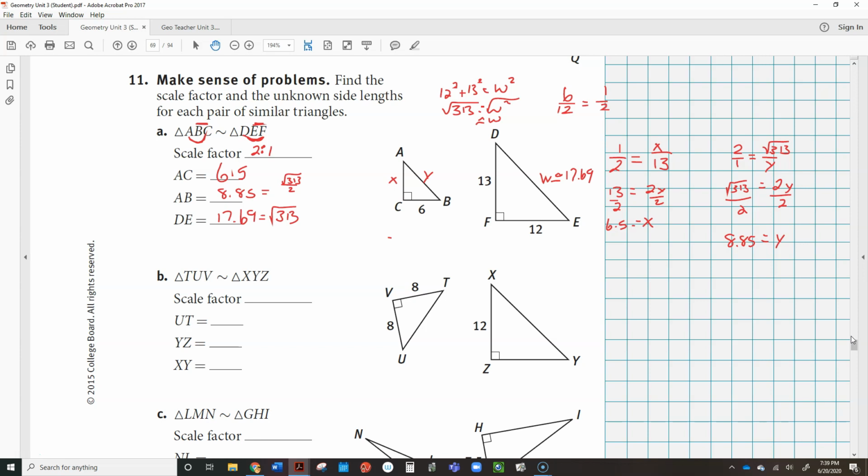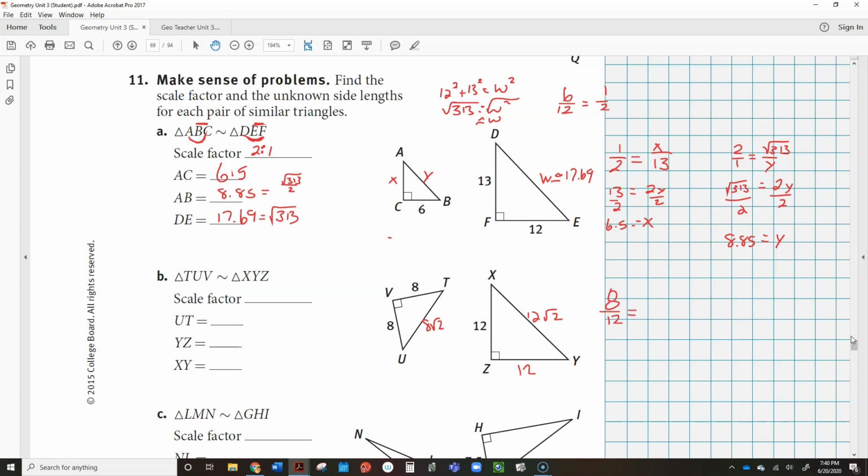All right, this is one of those 45-45-90 triangles, so I can look at that. I can also use my special right triangles. I know this is going to be 8 square roots of 2, and this is going to be 12 square roots of 2, so I don't even have to do the Pythagorean theorem, but I can write the scale factor is 8 to 12.